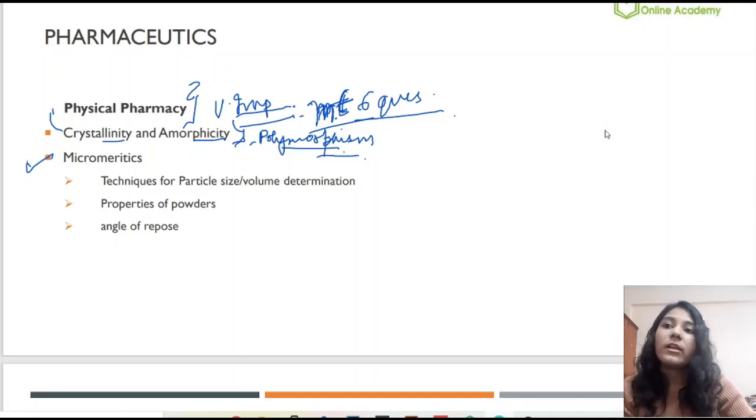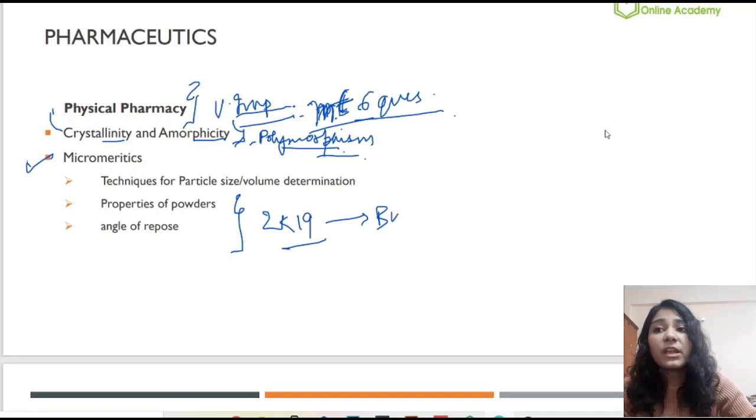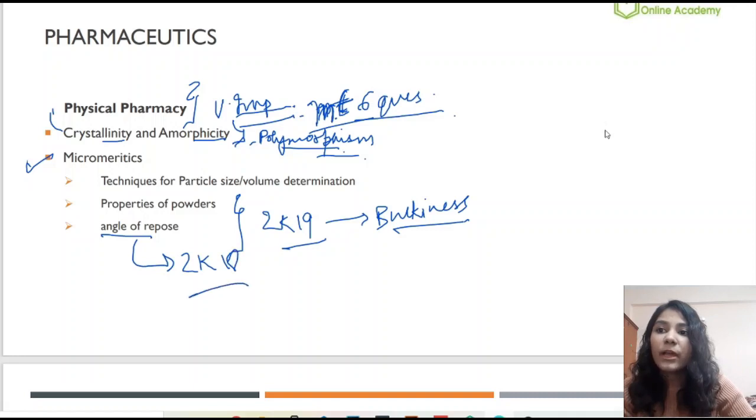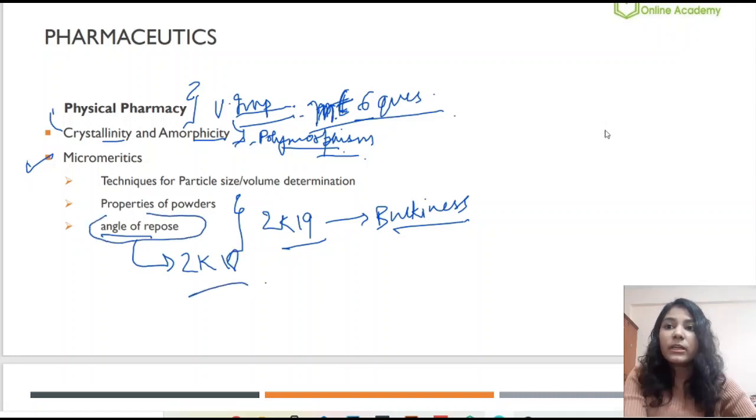And regarding polymorphism, they can ask you the type of polymorphism, solvates, hydrates, and how you can detect polymorphism. This is very important. And the next chapter is micromeritics, and this is a very important topic, and mainly questions are asked from techniques of particle size or particle volume determination, and the various fundamental and derived properties of powders. Like in 2K19 there was a question asked on bulkiness, and in 2K18 a question was asked on angle of repose. But you should go through the whole chapter once.